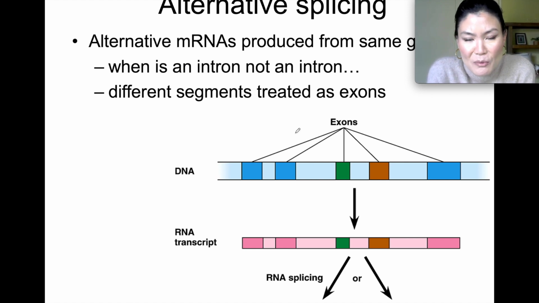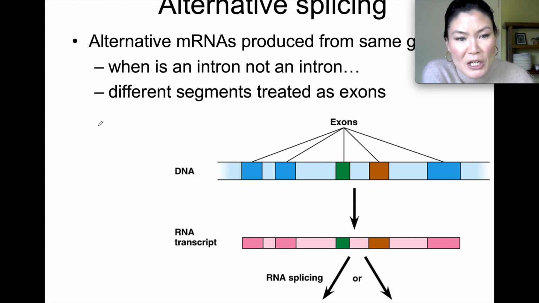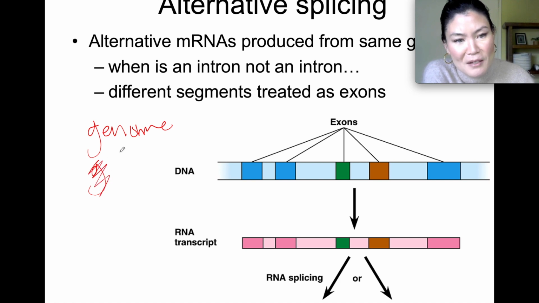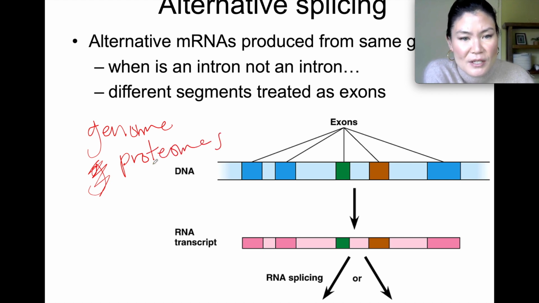This is actually really cool, alternative splicing, and there's a lot of research going on right now about, you know how we talk about the genome? There's a lot of research now about the proteome. Oops, I meant to write a P. I wrote a G. Proteome. What do they study when they study proteomes? The genome is basically all the genetic information in a person. Proteome studies look at all the proteins in an organism.